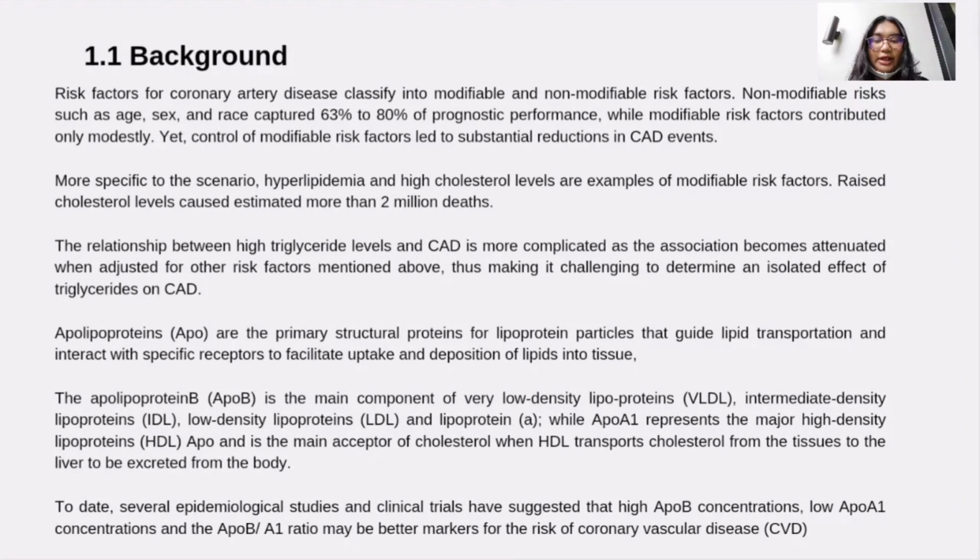Apolipoprotein B or ApoB is the primary component of very low-density lipoprotein, and lipoprotein A. Thus far, a number of clinical trials and studies have indicated that the ApoA1 and ApoB ratio, low ApoA1 and high ApoB concentration, may become an indicator of one's chance of experiencing coronary vascular disease.